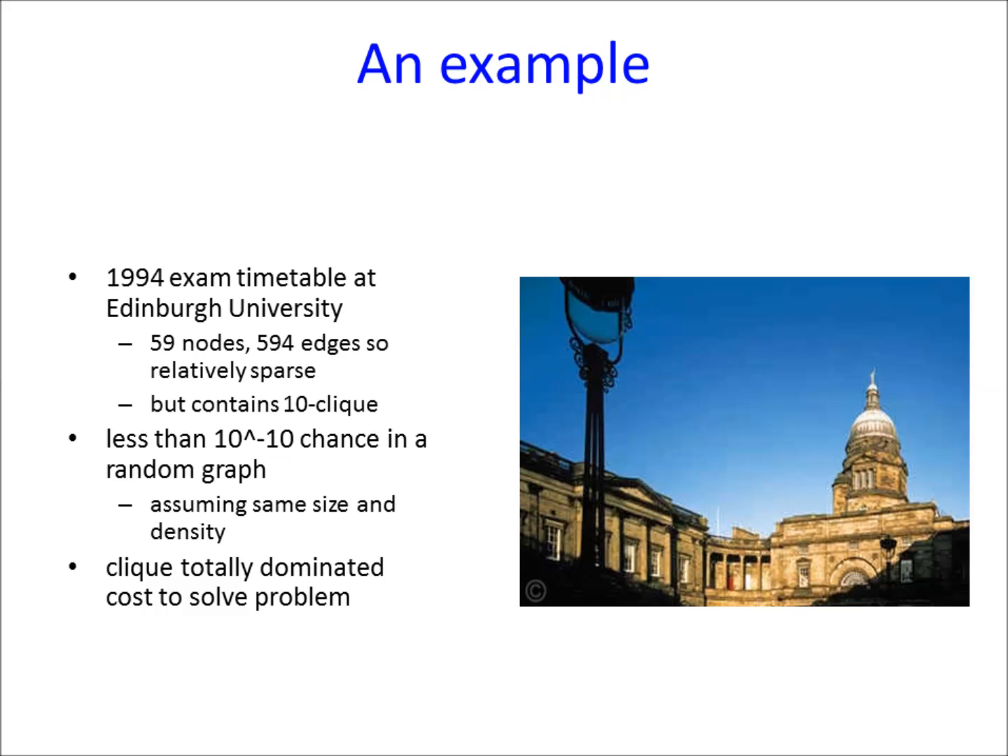So here's an example. This is an exam timetable scheduling problem in Edinburgh University. 59 nodes, 594 edges. Relatively sparse. But it had a 10-clique, a subset of 10 nodes which were all connected to each other. There is a less than 10 to the power minus 10 chance in a random graph to observe this, assuming the same size and density. And moreover, the time taken to solve the problem was totally dominated by this clique.